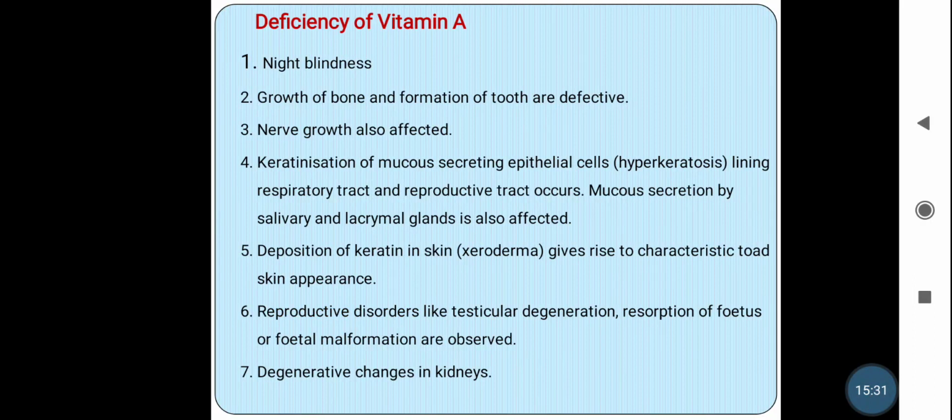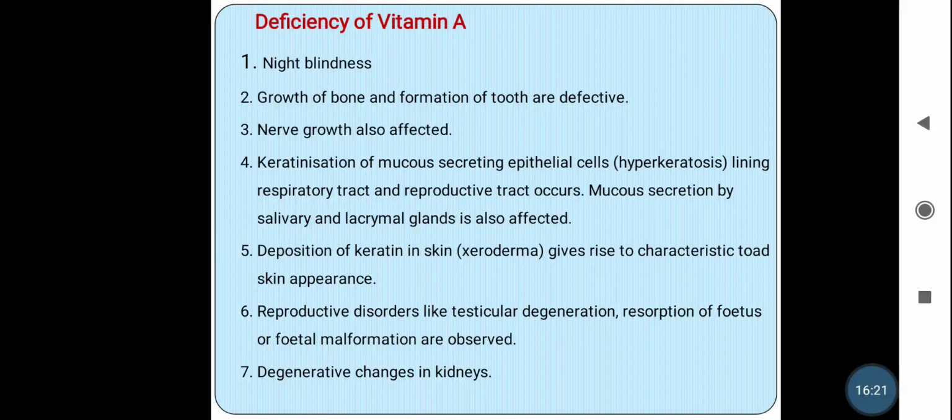The next one is, which are the different deficiency diseases of vitamin A? If in our body we have a deficiency of vitamin A, then we have different diseases. Like the first one is night blindness. As vitamin A is involved in normal vision, if there is a deficiency of vitamin A, it leads to night blindness. That is known as poor adaptation in darkness. Again, growth of bone and formation of bone or teeth are defective. The nerve growth is also affected. There is abnormal growth of the nerves.